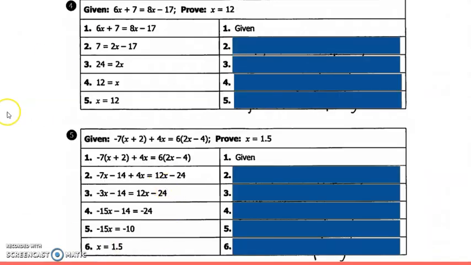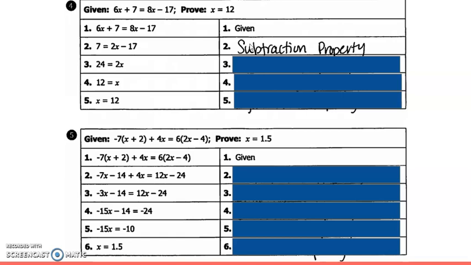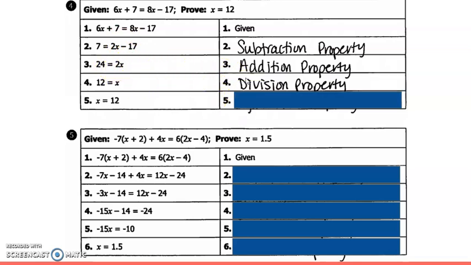We're going to go over number 4 and 5 a little bit quicker, but there is something important with number 4 that I do want to show you. So again, our given statement is the very first line, and then we're going to figure out what they did between step 1 and step 2. And in this case, they did the subtraction property. They subtracted that 6x. Between step 2 and step 3, they used the addition property, adding 17 to both sides. Between step 3 and step 4, they used the division property.